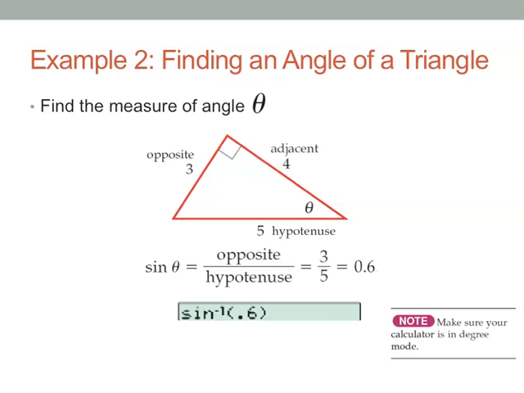So you want to plug in sine inverse of 0.6, or if you wanted to, you could do sine inverse of 3 over 5 and then end parentheses. That's fine too. And that should come out to be about 36.87 or so. Now if you did the same thing with cosine, but you would use 4 over 5, so cosine theta equals 4 over 5, and you did cosine inverse of 0.8, you should end up with the exact same answer. And same with tangent.